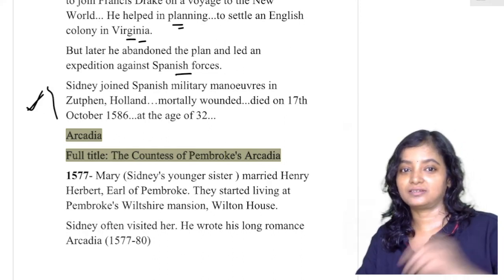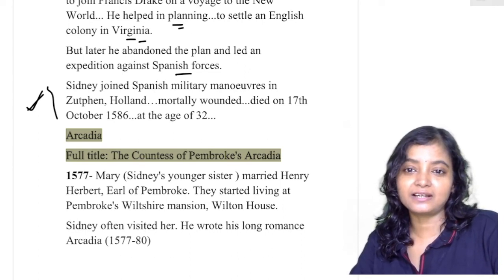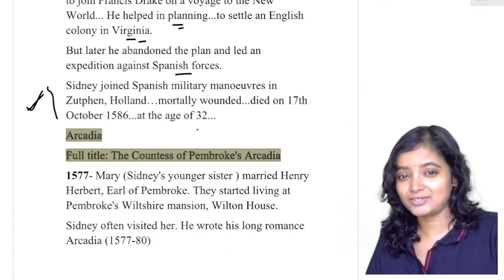That is the story. He was mortally wounded and he died on 17th October 1586, only at the age of 32.